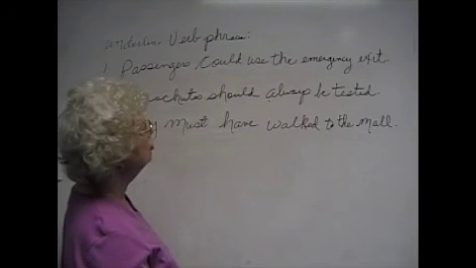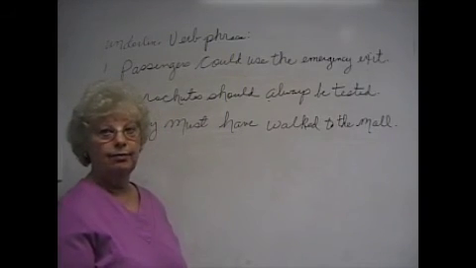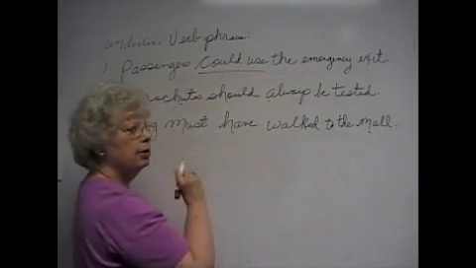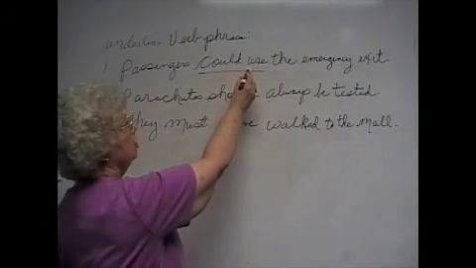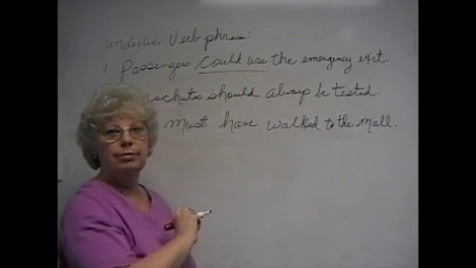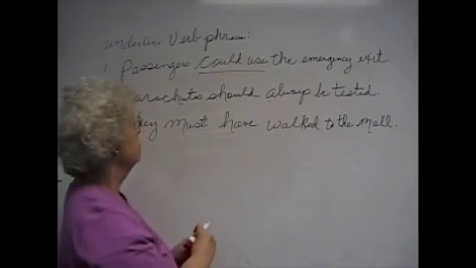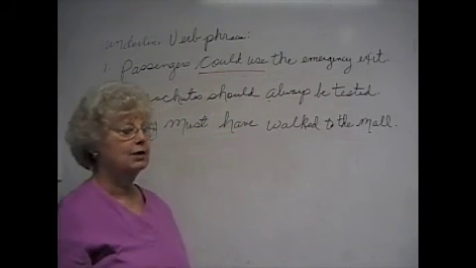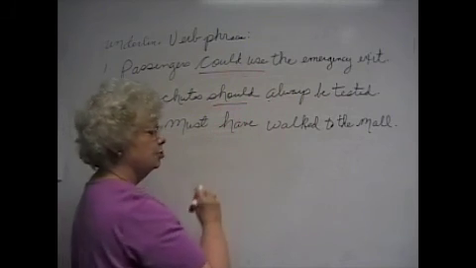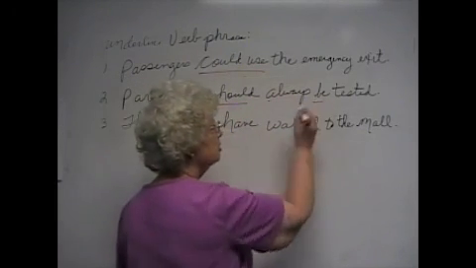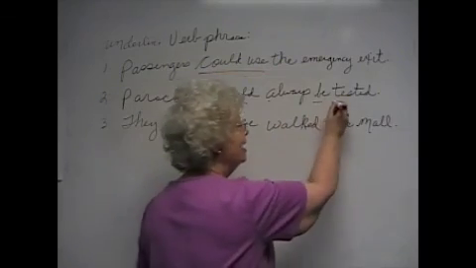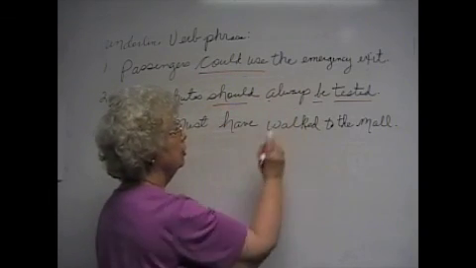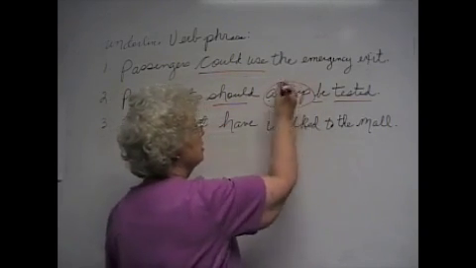Number 1, passengers could use the emergency exit. All right, now if you'll notice, could use. You have your be verb, and your helping verb, and you also have an action. So that's considered a verb phrase. All right, parachutes should always be tested. Now be careful with this one. Should, that's part of your be verb. Be is part of your be verb. And tested is an action verb. So that would be your verb phrase. Always is not a verb.